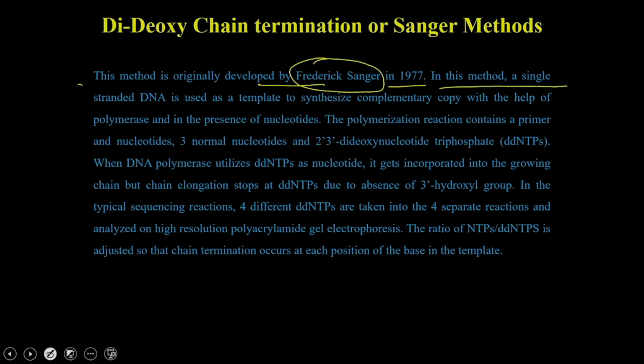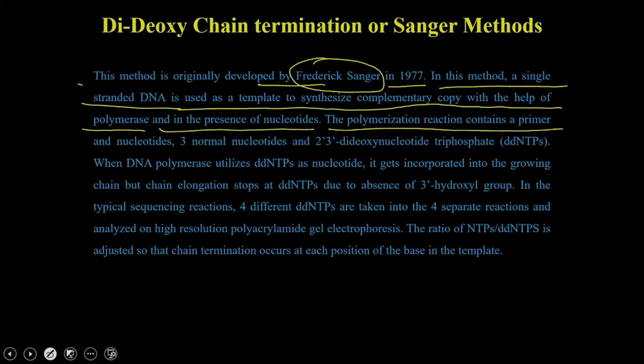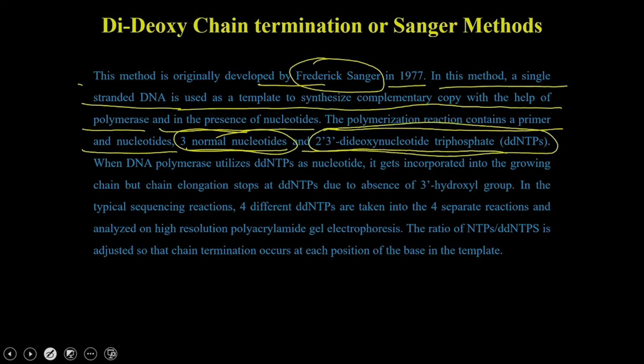In this method, a single stranded DNA is used as a template to synthesize the complementary copy with the help of polymerase and in the presence of nucleotides. The polymerization reaction contains a primer and nucleotides. There are three normal nucleotides, which means the standard nucleotides like dATP, dTTP and all that, and then a modified base like the ddNTPs, 2',3'-dideoxynucleotide triphosphate.